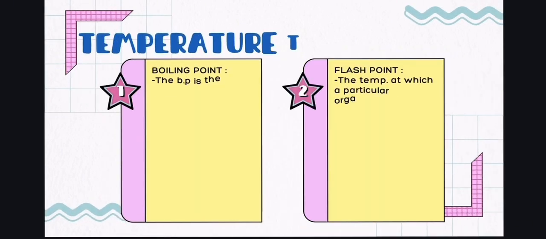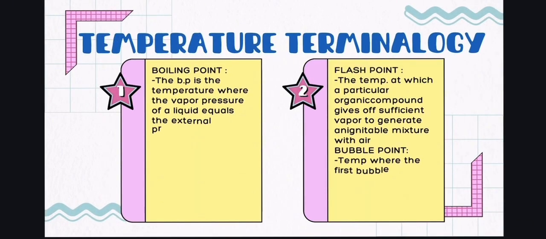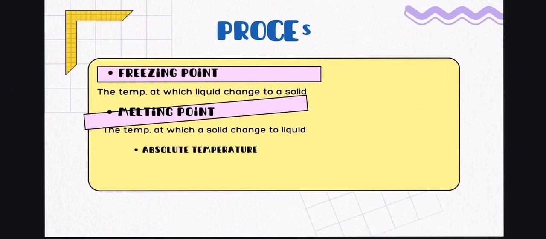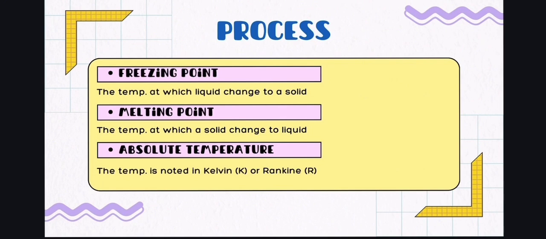Temperature terminology. Boiling point. The B.P. is the temperature where the vapor pressure of a liquid equals the external pressure surrounding the liquid. Flash point. The temp at which a particular organic compound gives off sufficient vapor to generate an ignitable mixture with air. Bubble point. Temp where the first bubble of vapor is formed when heating a liquid consisting of two or more components. Freezing point. The temp at which a liquid changes to a solid.